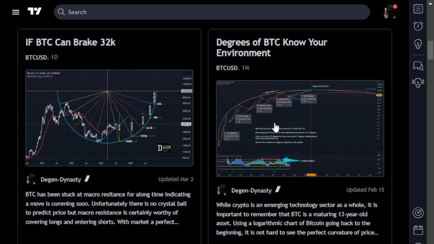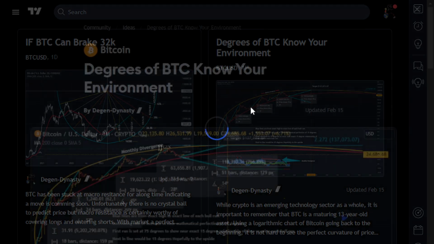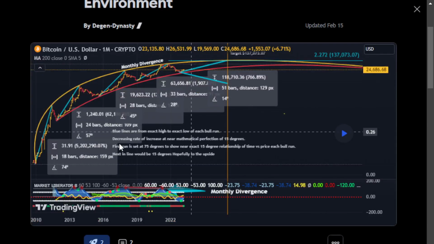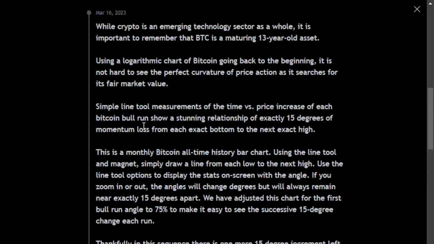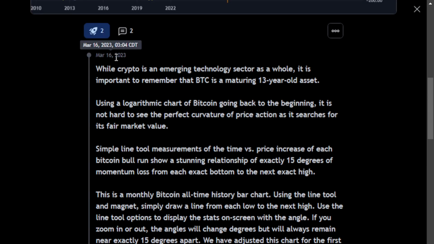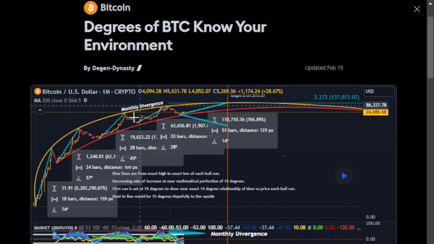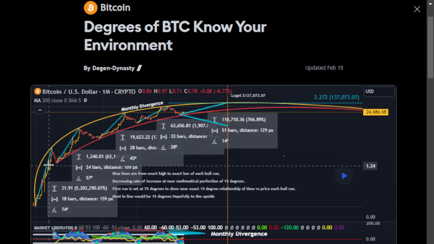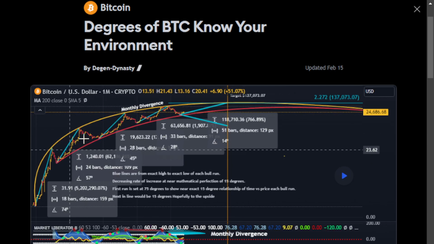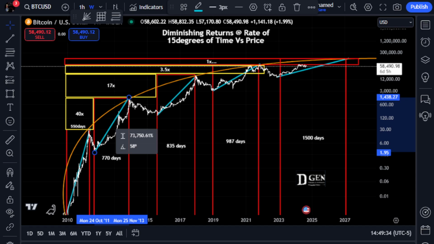But what I want to focus on is this chart right here, which is degrees of BTC, where I'm looking at the rate of diminishing returns of Bitcoin, and just do a much needed updated version and explanation of what I was trying to show here back on March 16th, 2023. So I just want to do a breakdown and a better representation of what we are looking at here. So what do we want to look at on this chart?